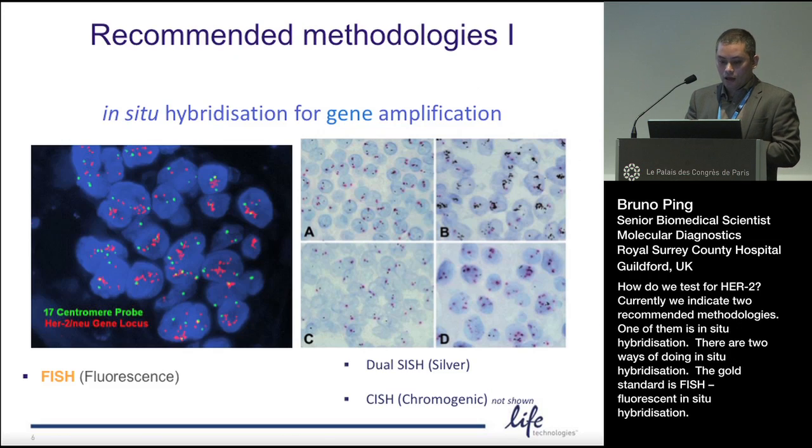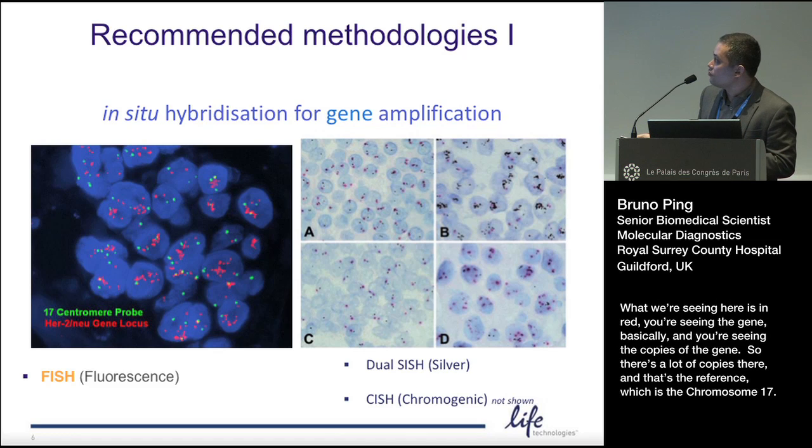Moving on. How do we test for Her-2? Currently, there are 2 recommended methodologies. One of them is in situ hybridization, and there are 2 ways of doing in situ hybridization. The gold standard is FISH, fluorescent in situ hybridization. What we're seeing here in red is the gene, and you see the copies of the gene. So there are a lot of copies there, and that's compared to the reference, which is chromosome 17.